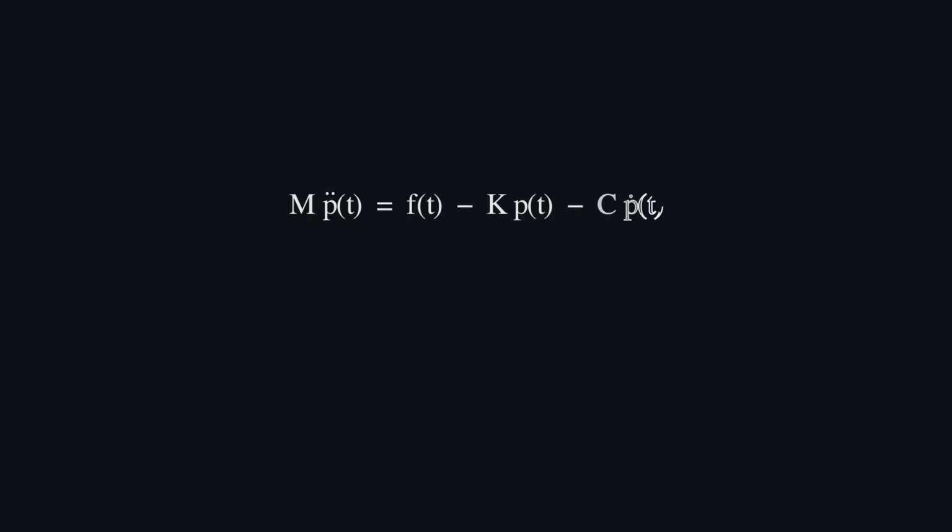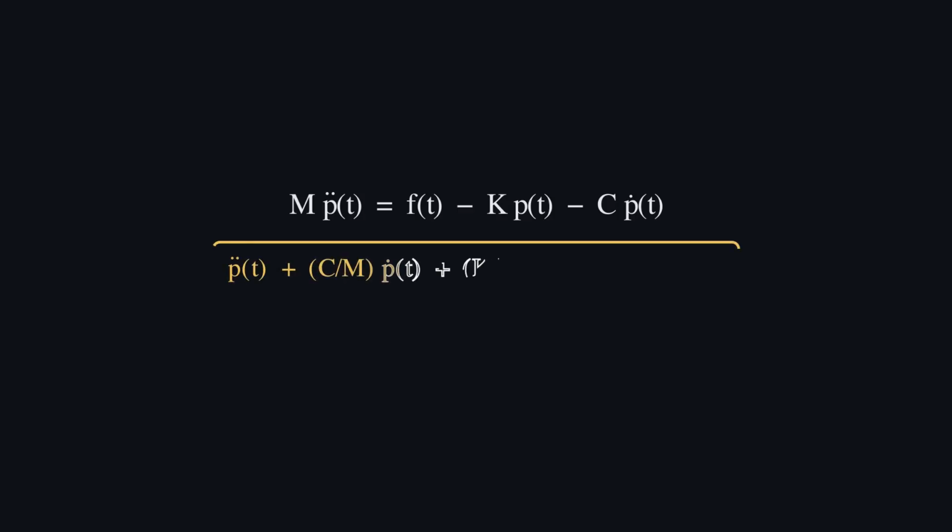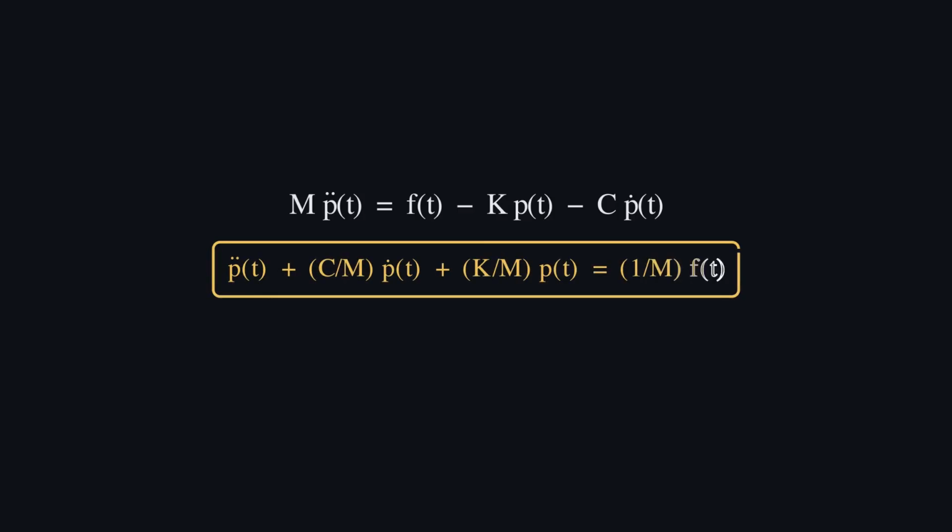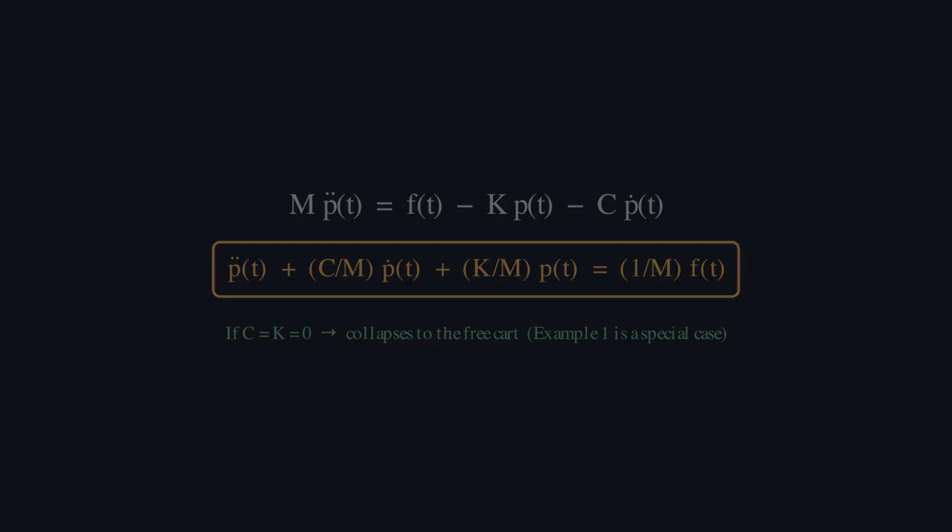Now let's write the force balance on the cart. There's still the external force F of t, but now we add the spring's restoring force proportional to displacement, with a negative sign, and the viscous friction force proportional to velocity, also negative, because these two forces need to oppose movement. Now rearranging, we get the standard form. Again, we have a linear constant coefficient differential equation. But now we also have a first order term, thanks to the friction. And we can notice that if we put C and K equal to 0, we get the equation that we had in the previous case with the free cart.